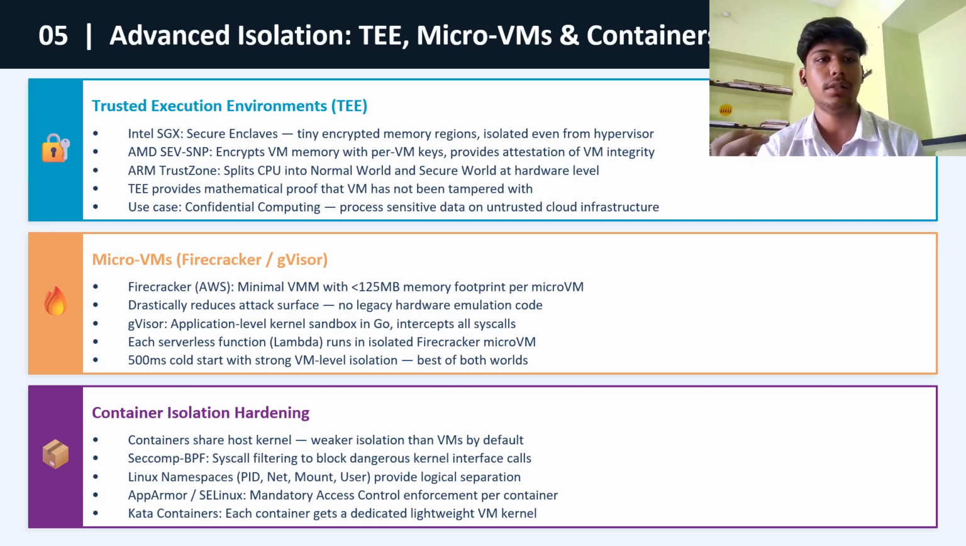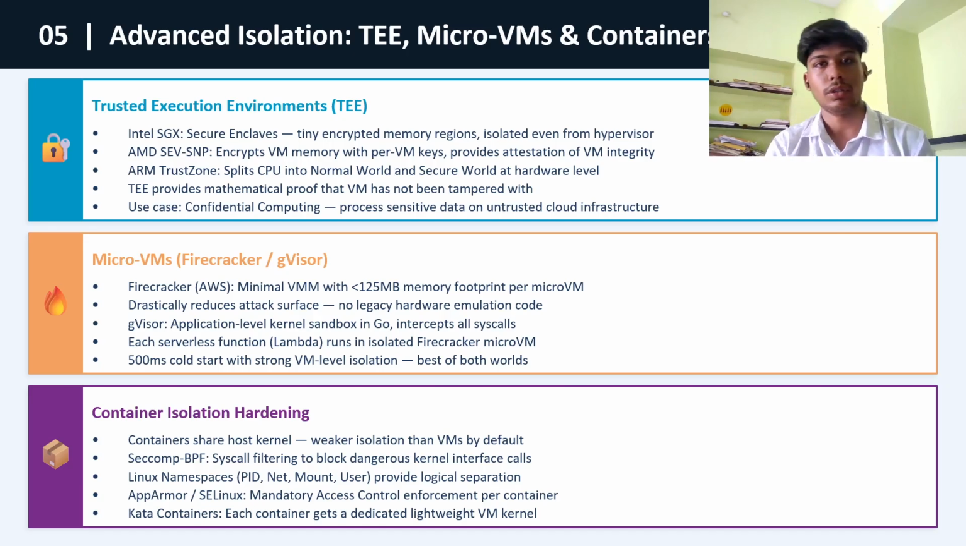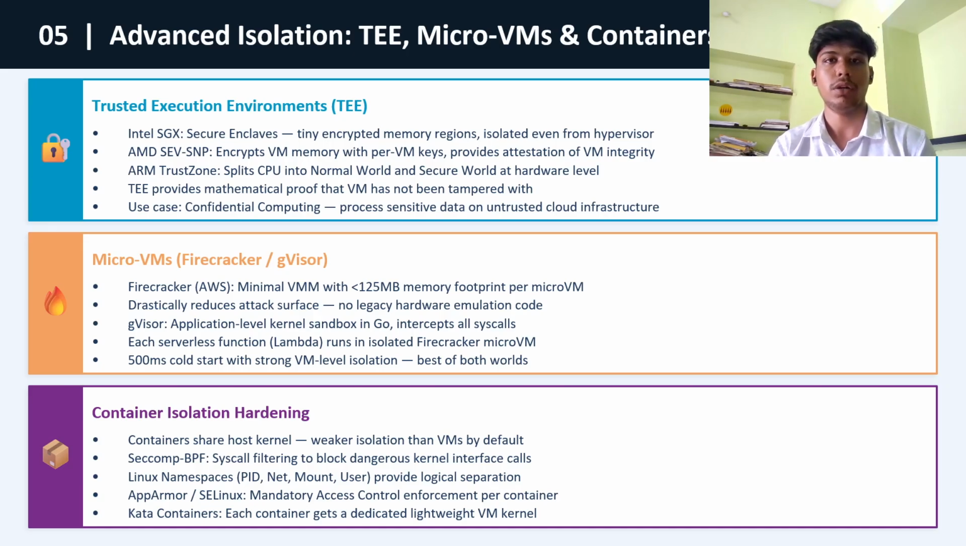Is your VM data still safe? The trusted execution environment answers this question. The idea is to create an isolated memory region that even the hypervisor cannot read. Then there is Intel SGX, AMD SEV-SNP, ARM TrustZone, micro VMs, Firecracker and gVisor, and container isolation hardening. So these are the advanced isolation techniques. Now we are going to compare all these types of isolation in our next slide.